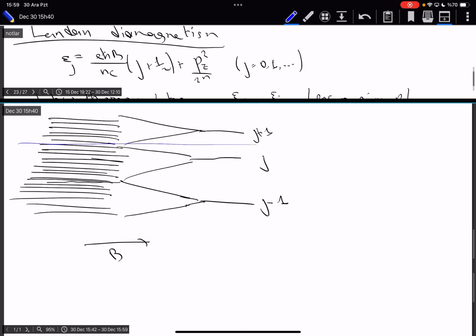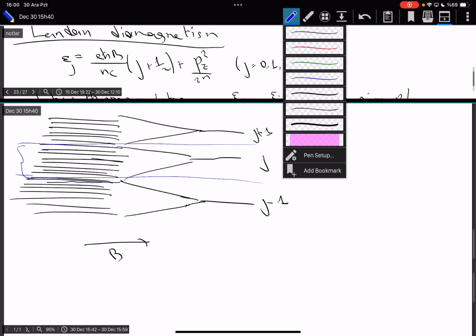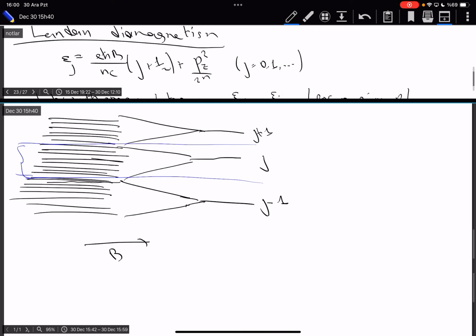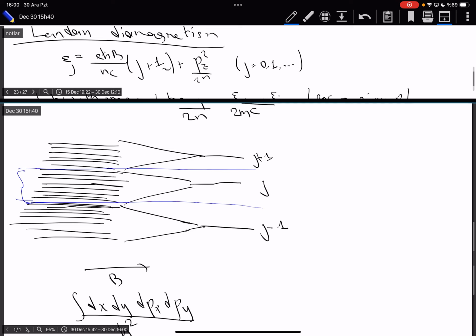here. Let's count how many states are there here. And that will basically give me the degeneracy corresponding to a given J value. Well, how can we do that? We already know how to count the number of states, at least in phase space. It is dx, dy, dpx, dpy divided by h squared. Again, I'm just looking at the two-dimensional motion. The motion in the z direction is already over here. It's separate.